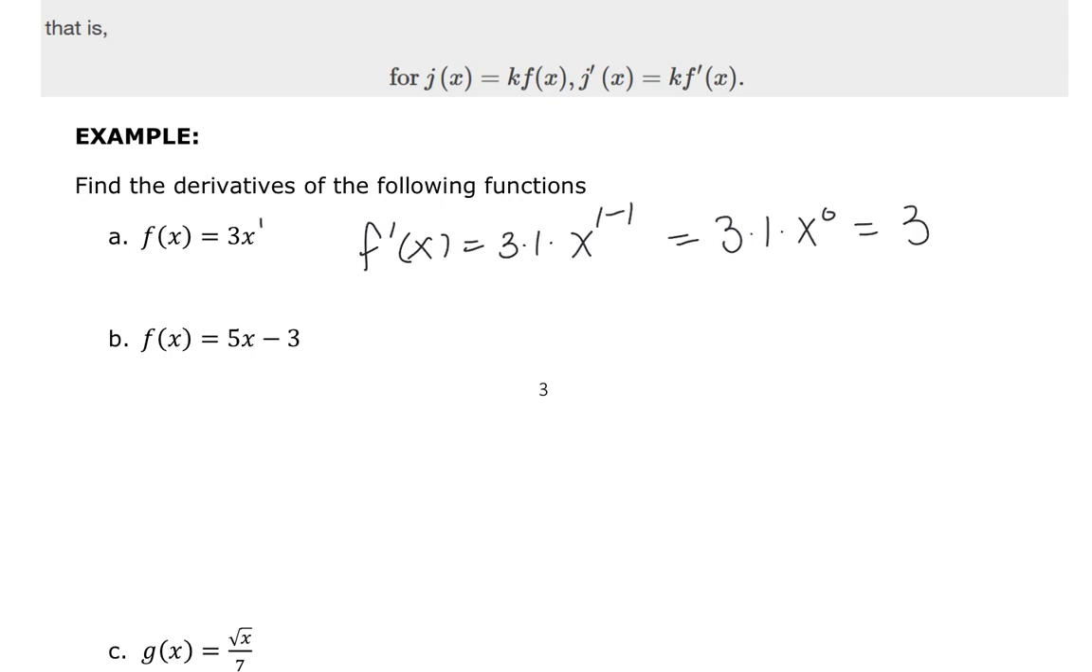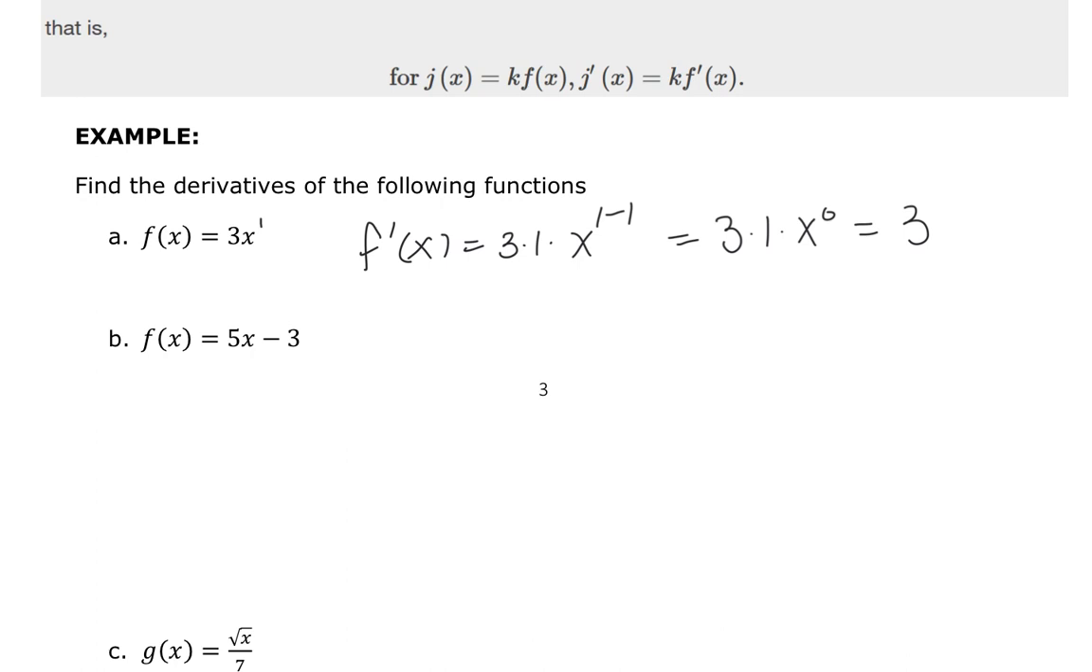And that makes total sense because this is just a line through the origin whose slope is 3. So it would make sense that the tangent of this line will have a slope of 3. And again, with b. So let's go ahead and do b.